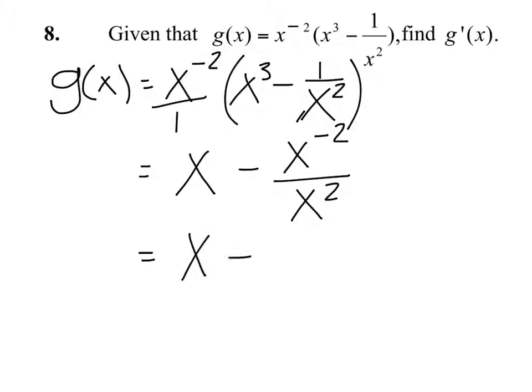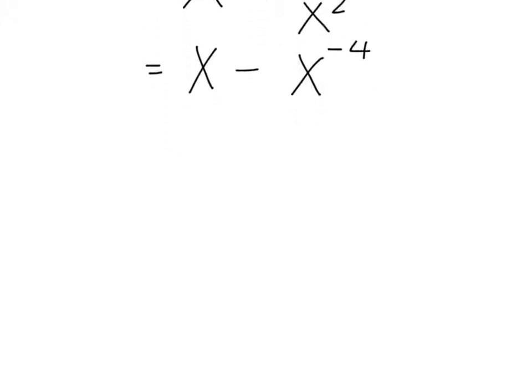So we have x take away, and then we have x to the power minus 2 divided by x squared. So we subtract the powers. Negative 2 take away 2 is negative 4. So what we have now is something that is ready to be differentiated.